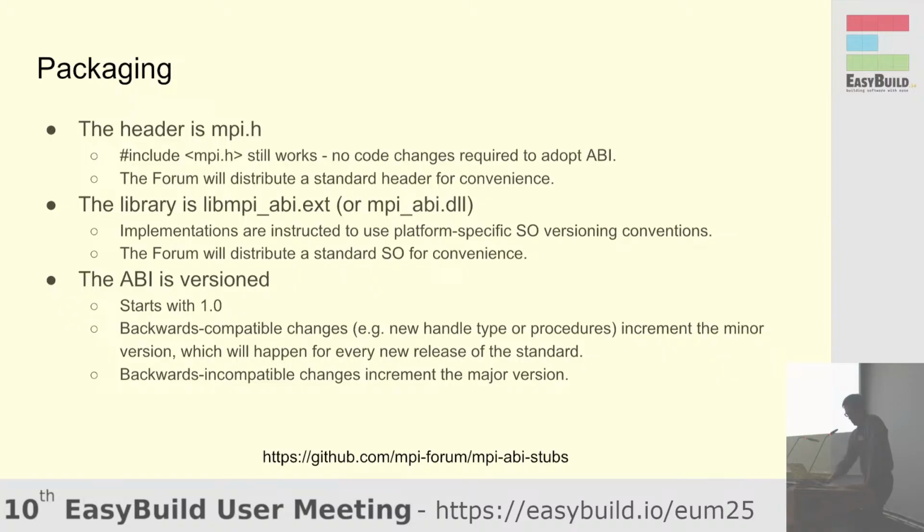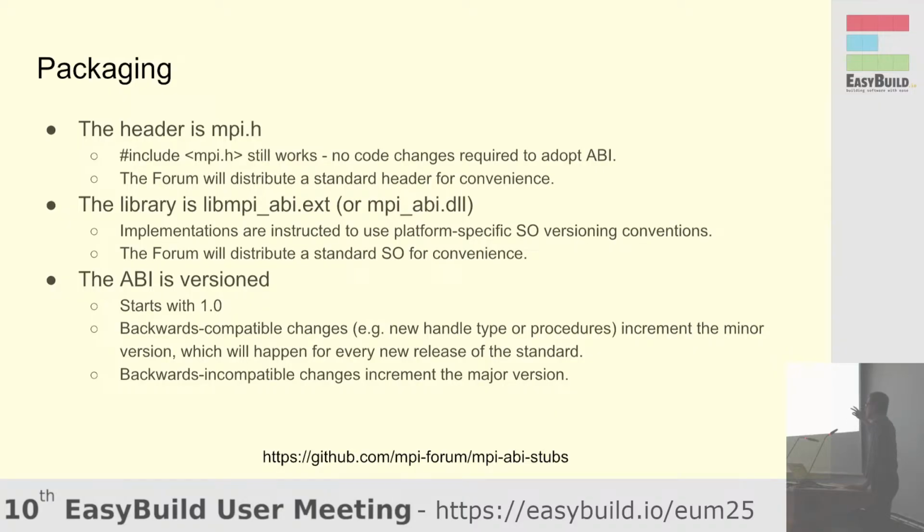So let's see. Some of you may hear a lot about this. Obviously, we're not going to break existing code. So we're still going to have mpi.h. It's not going to be mpi_abi.h. That would be really bad. No one would use the ABI if we did this. So it'll probably be in a different folder. And the MPI shared object will have, you know, whatever the conventions are for your platform. Obviously, you know what these are in Linux and Mac.